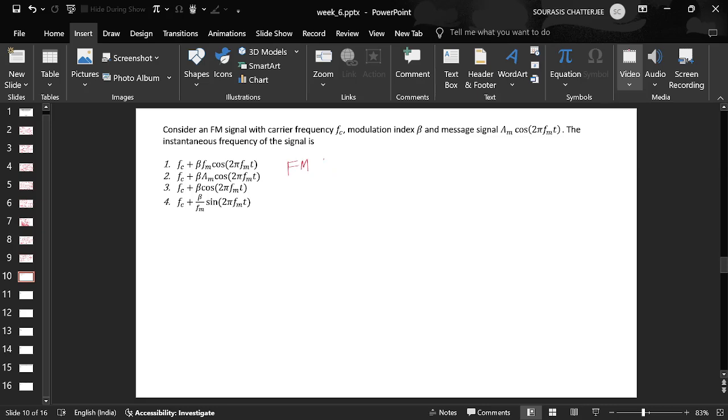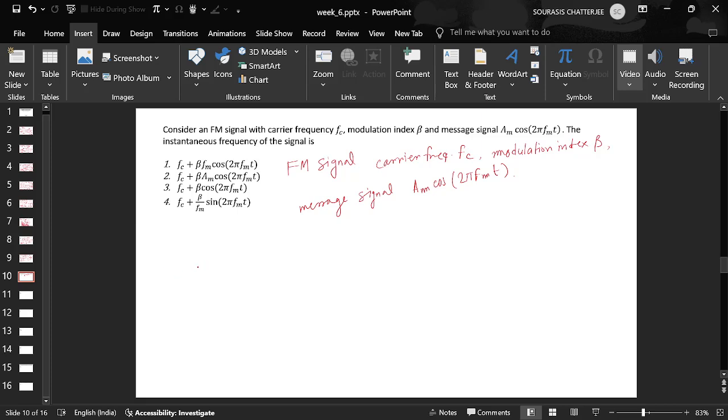So we are given an FM signal with a carrier frequency of Fc, modulation index beta, and our message signal is also sinusoidal, given as Am cos 2 pi fm t. So what is supposed to be our instantaneous frequency of the signal?